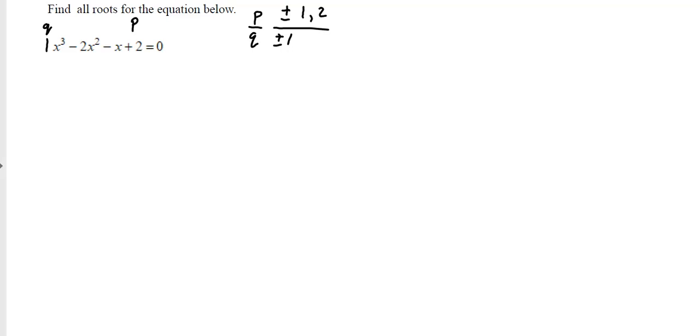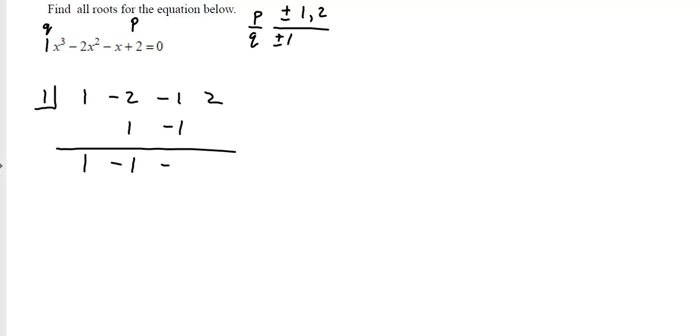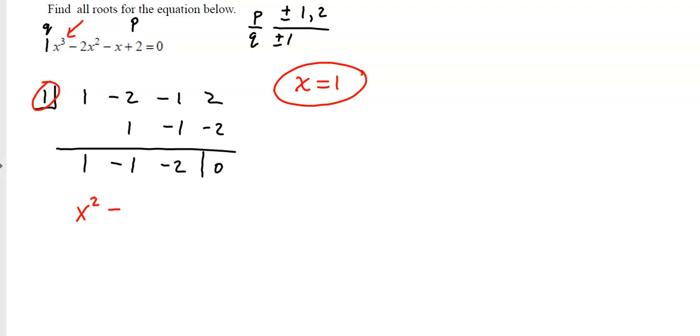So let's try positive 1. I'll check it first. I'll run synthetic division, see if I get a 0. So slide it down. 1 times 1 is 1. Add them up. Negative 1. Add them up. Negative 2. Add them up. Sweet, I get a 0. So 1 worked. So I know x equals 1 is a zero. Now I know there's 2 more, and I'm going to be able to solve those 2 from this quadratic right here.